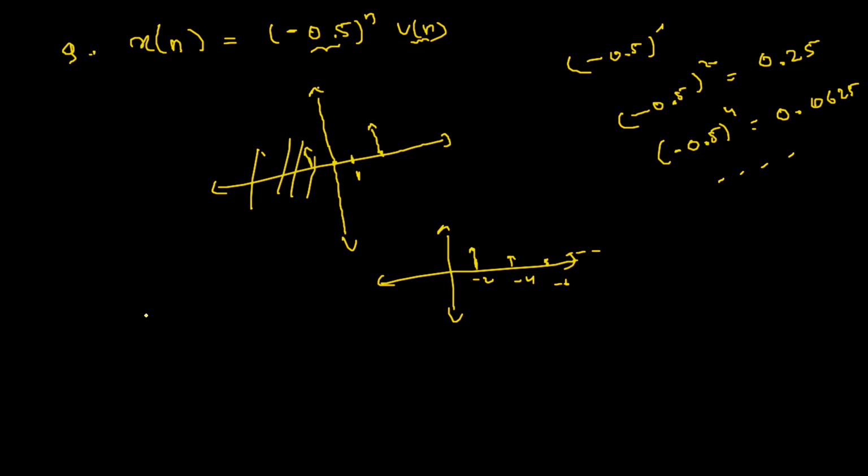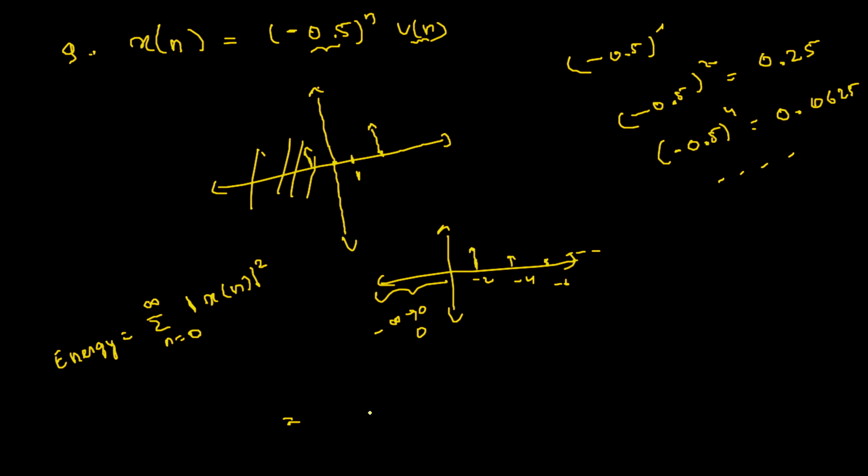So the formula of energy is usually summation of n equal to minus infinity to infinity. But here, since everything from minus infinity to 0 is 0, we don't have to consider that part. We just have to consider n equal to 0 to infinity of magnitude of x of n whole square.